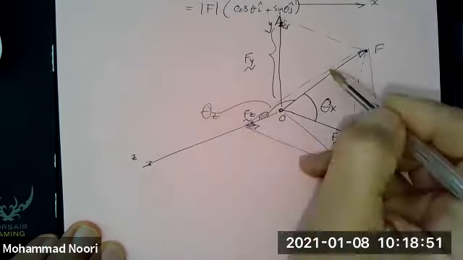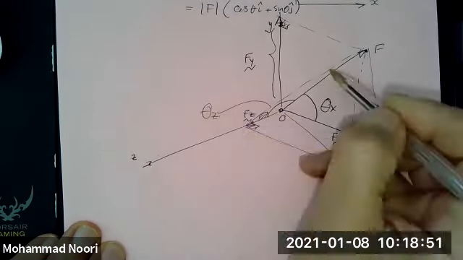We call these thetas the directional angles, because these angles, if we have them, fully describe the orientation of this force in space. Cosines of these angles are called direction cosines.